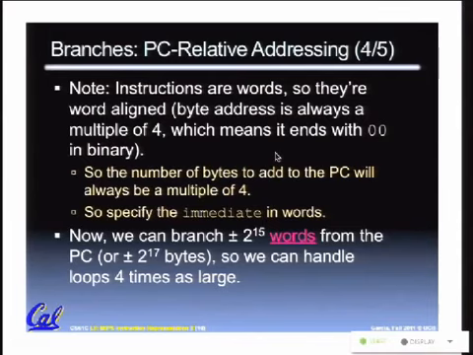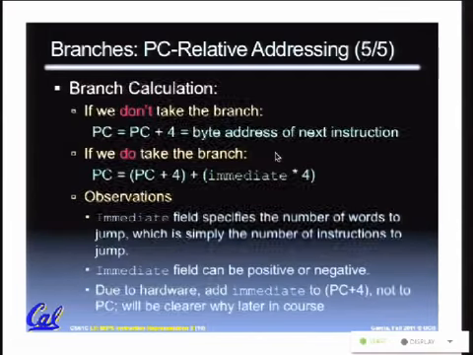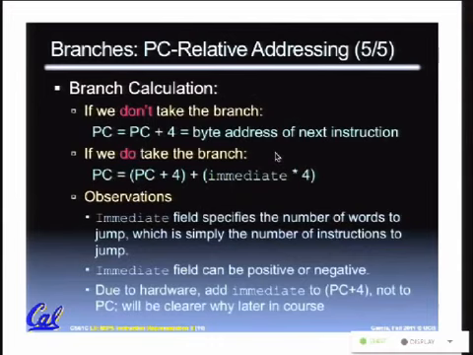So I guess that's the end of our discussion on conditional branches, which usually use PC relative addressing. Looks like we have a question about that.